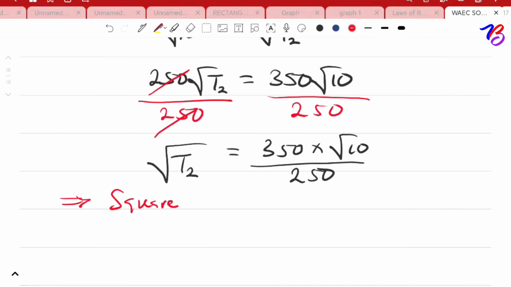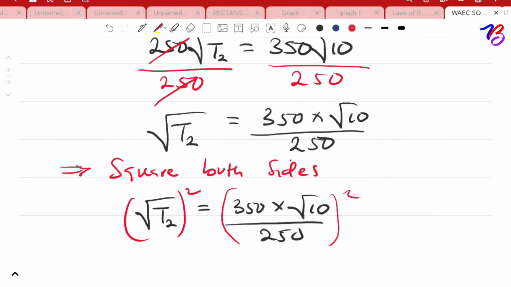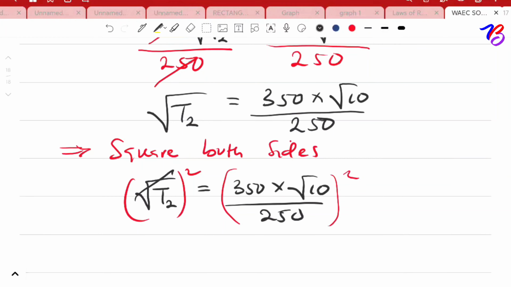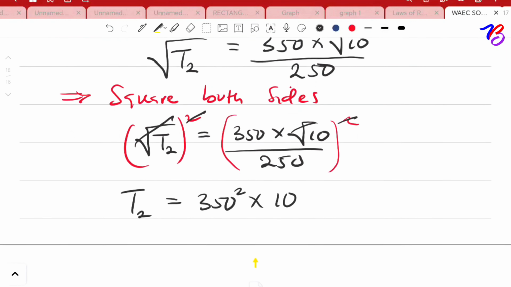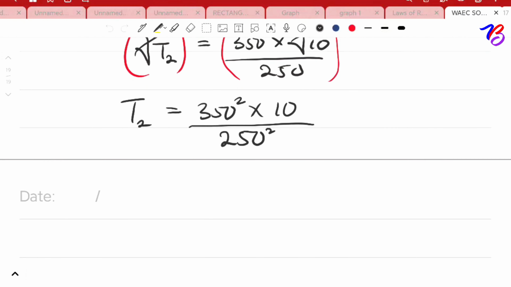Let's rewrite it. Square both sides. If we do that, the square root of T2 is equal to (350 times root 10 all over 250), all squared. Yes, let's do that. With this, you know that this will cancel out this. Then T2 is equal to 350 squared times 10. Yes, this will cancel out that, all over 250 squared. Exactly. So this is what we're having.